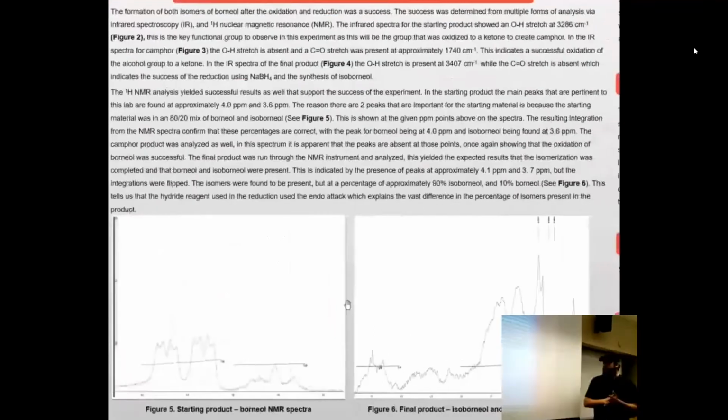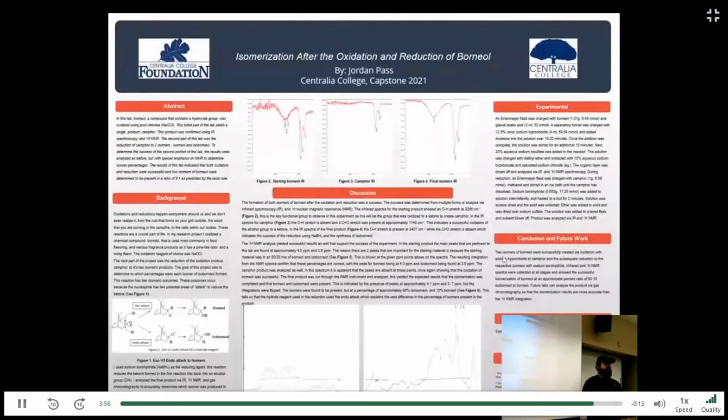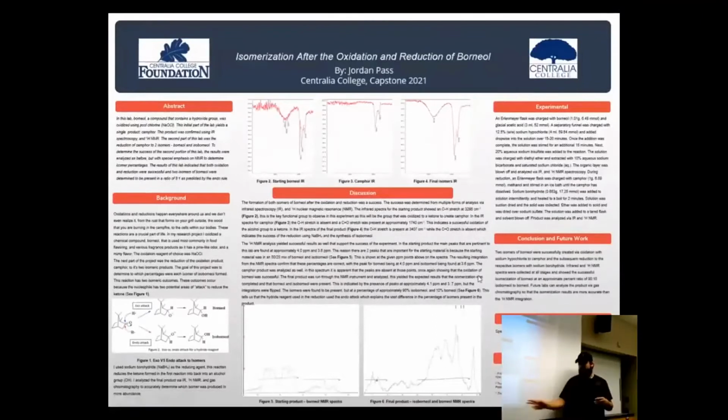Future work for this project, which I didn't get time to go into, would be to run the final product through gas chromatography. That will give you a much more accurate percentage of the isomers than just integrating through the NMR.